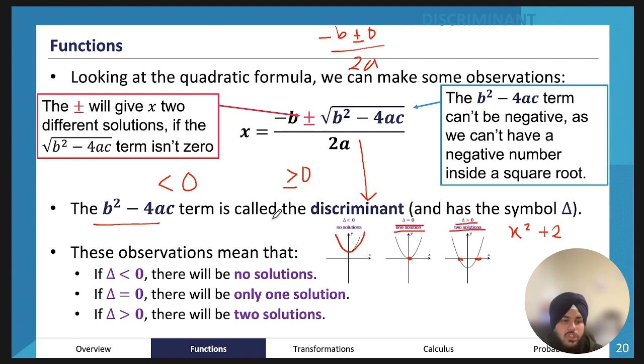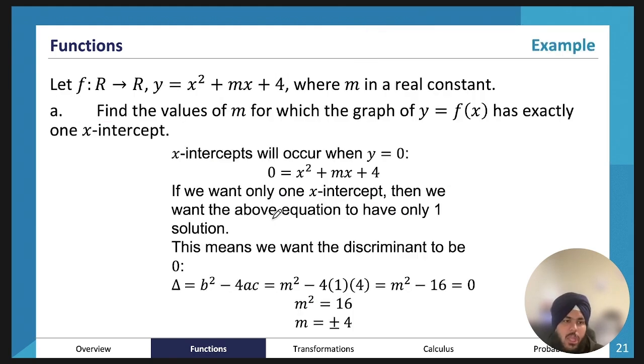A lot of the time, questions will give you a random equation and ask you to determine whether there will be no solutions, one solution, or two solutions. Or they might give you a linear expression with a random variable, for example, and they might ask you to determine what that variable is if there is one solution, no solution, or two solutions. So here's an example illustrating what I just said.